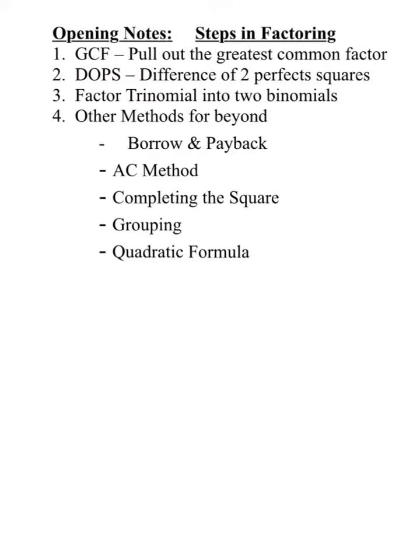Followed by, if it's a binomial, we do DOPS, difference of two perfect squares. Your typical trinomial you guys like, which is to factor into two binomials, remember, x and all that good stuff. And then eventually we're going to get into these other methods down the road here: borrow and payback, the AC method, completing the square, grouping, quadratic formula. So everything from the past. Have a ball here in this chapter, and then we're going to take it to another level. So hold on to your seats.